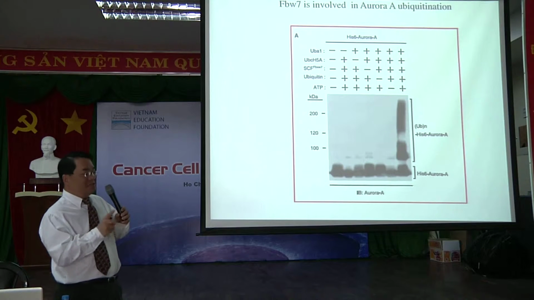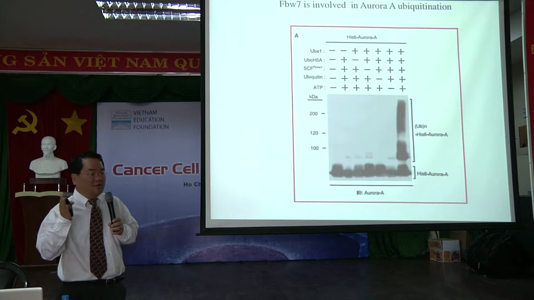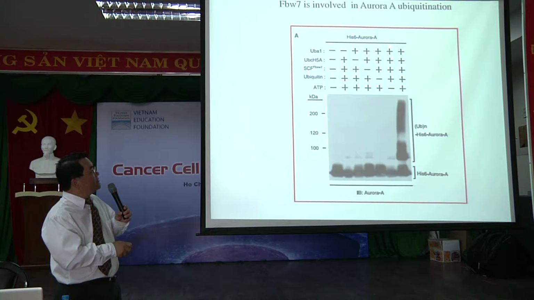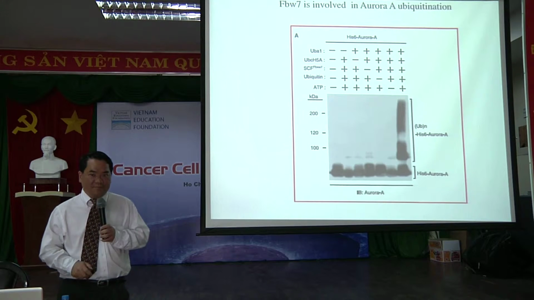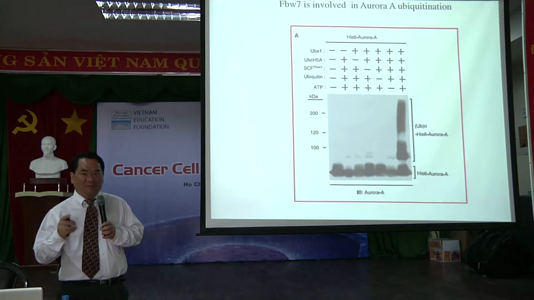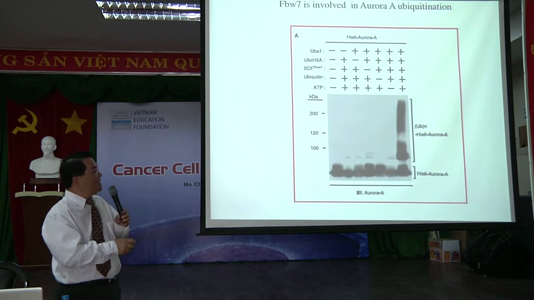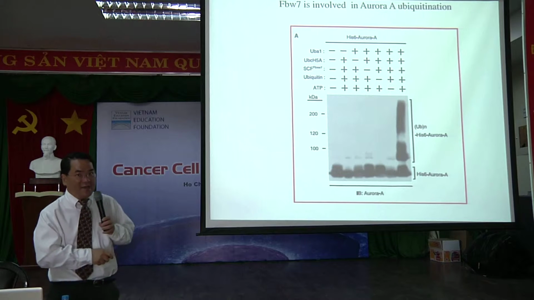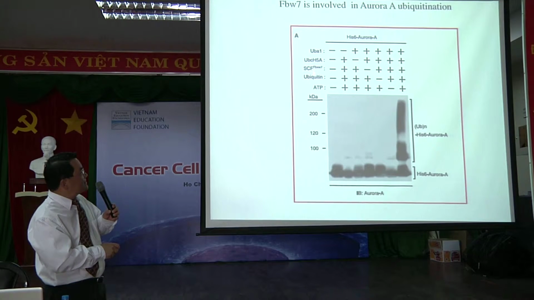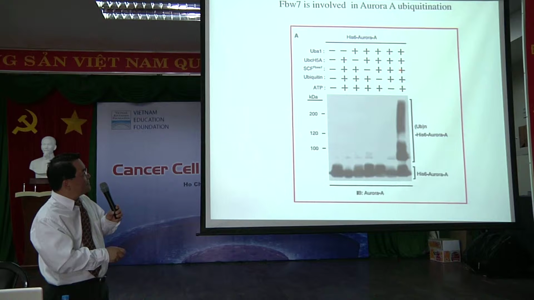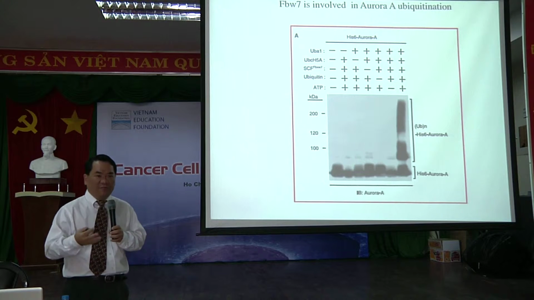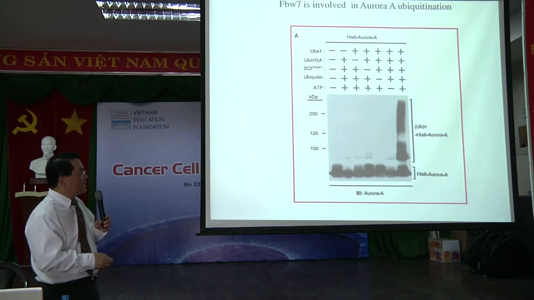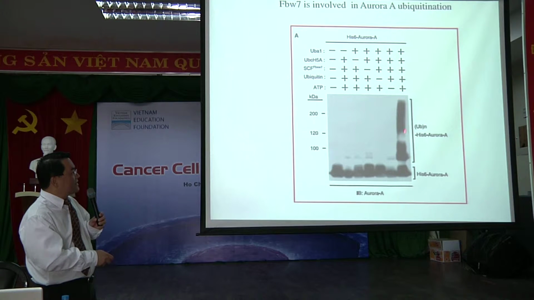Okay? As you can see here, this was done again through the in vitro ubiquitination process. The reaction was added with UBA1, ubiquitin activating enzyme, that is the E1 enzyme of the ubiquitination process. UBCH5, ubiquitin conjugating enzyme H5A, that is the E2 enzyme. SCF-FBW7 complex, including the FBW7 there, with ubiquitin, with the ATP. Remember, all these have to be there in order for the ubiquitination process to happen. So you add them all together, and you find that Aurora A got ubiquitinated.